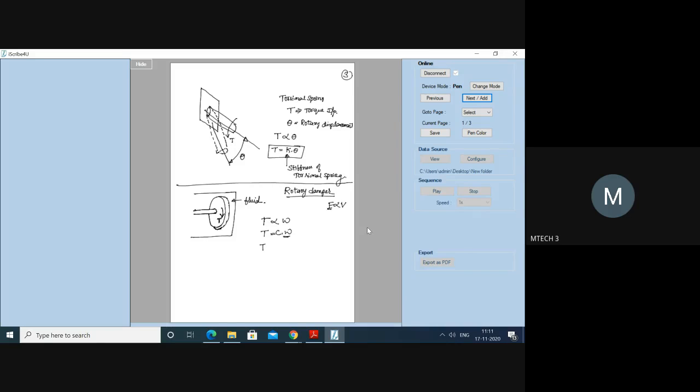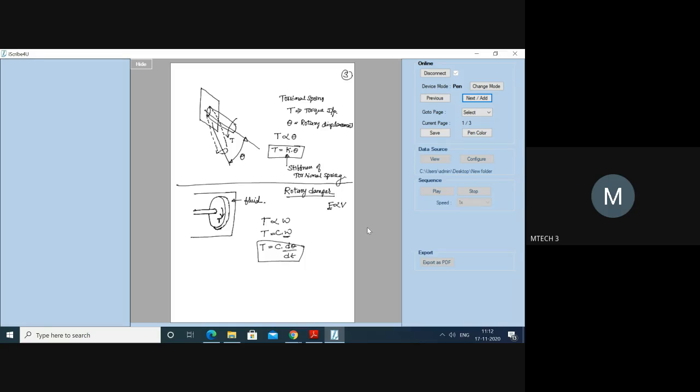Therefore, I can write T is equal to C into, if I express this in terms of input and output, because my output is theta. Are you understanding? Yes, sir. The input value is T, the output value is theta. That is why I am expressing omega in terms of theta. So what is omega in terms of theta? d theta by dt. Okay, now this is with respect to the second one.